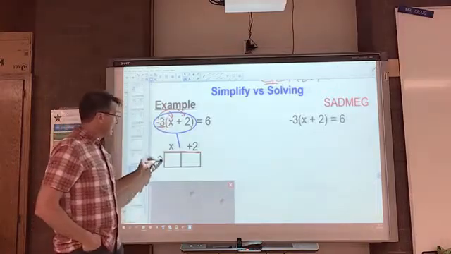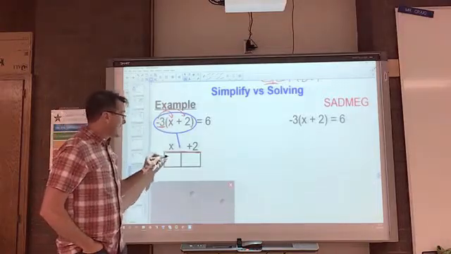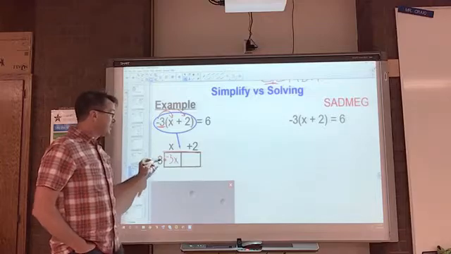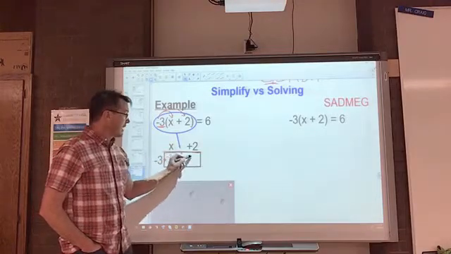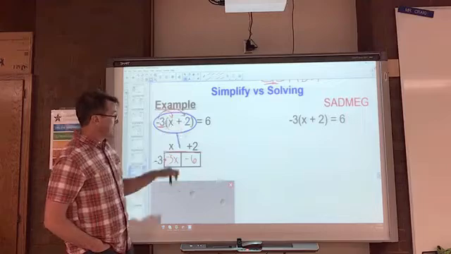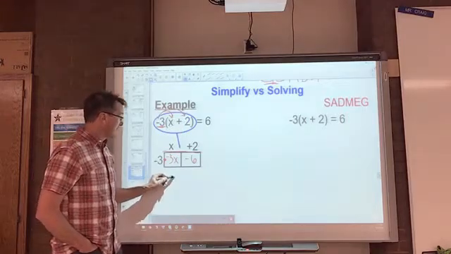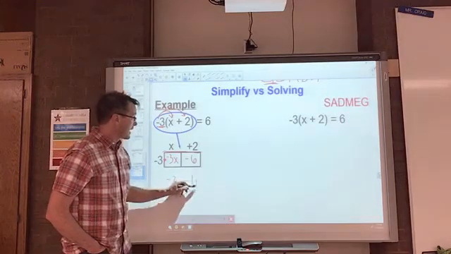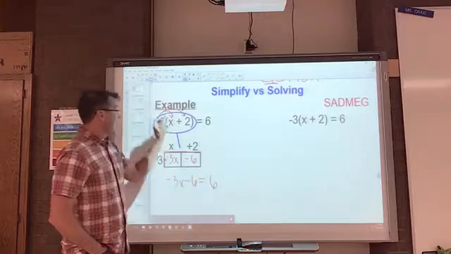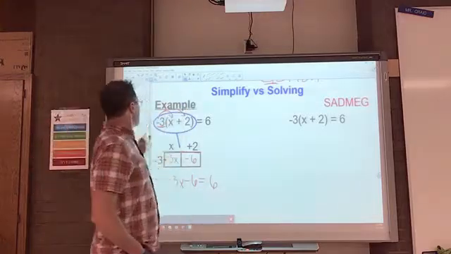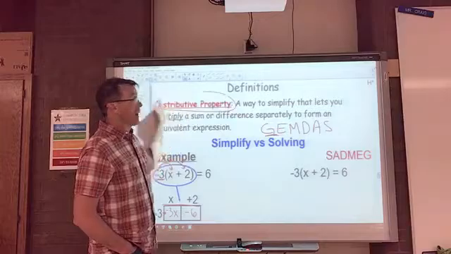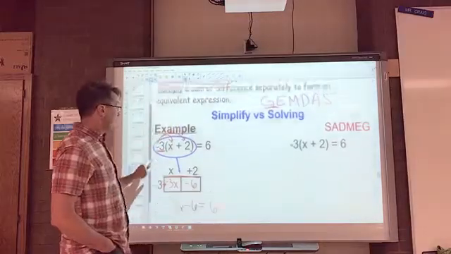I'm going to say -3 times x, oh, that's -3x. And -3 times 2 is -6. And so when I distribute this through, I end up getting -3x minus 6 equals 6. Now, I have simplified this equation using the distributive property. So I can actually solve.